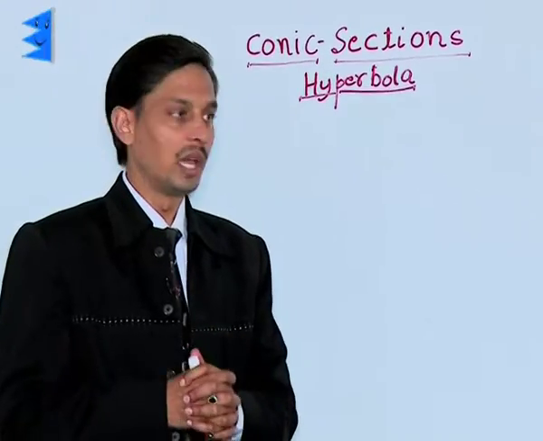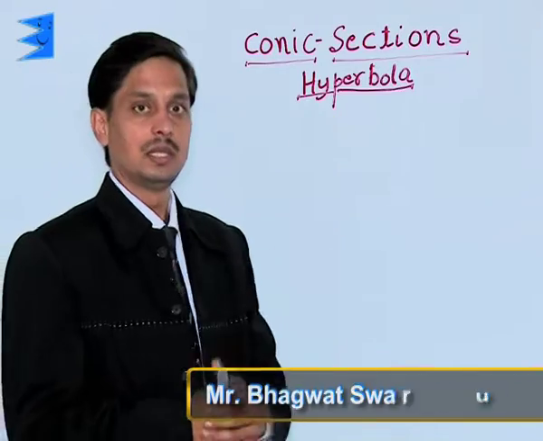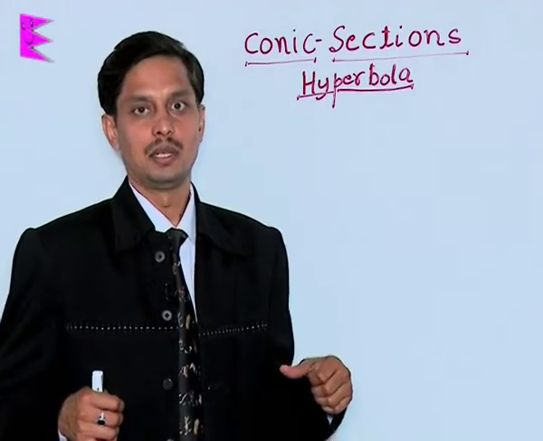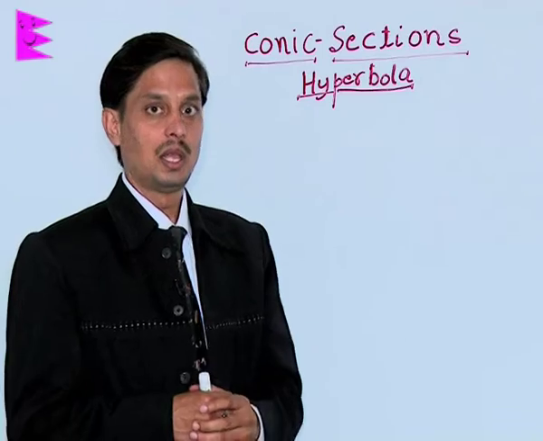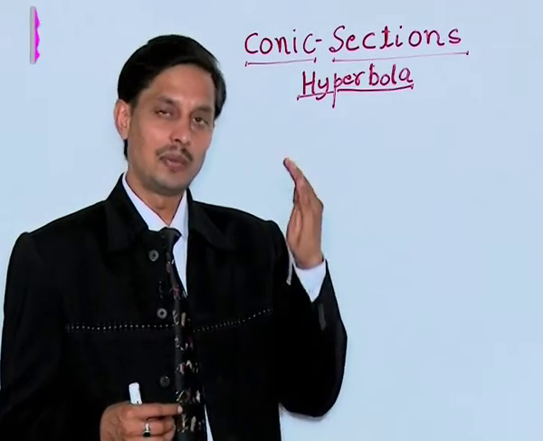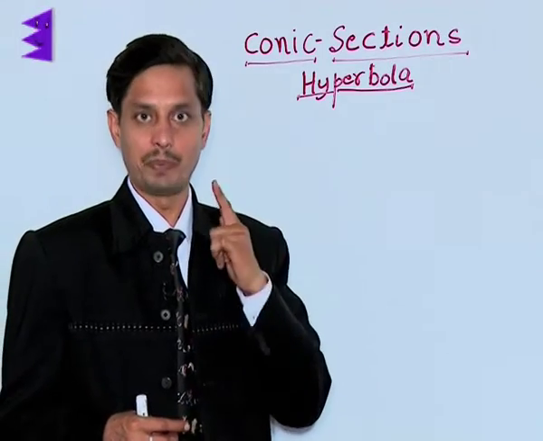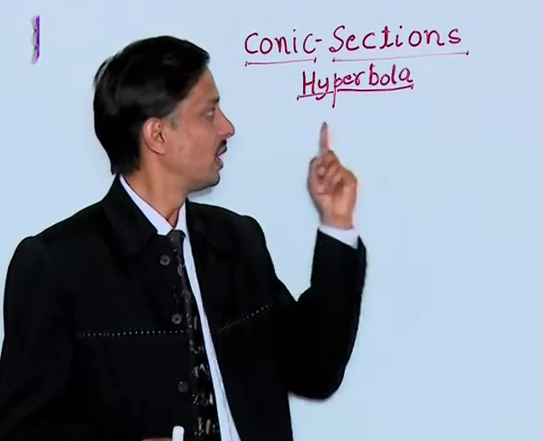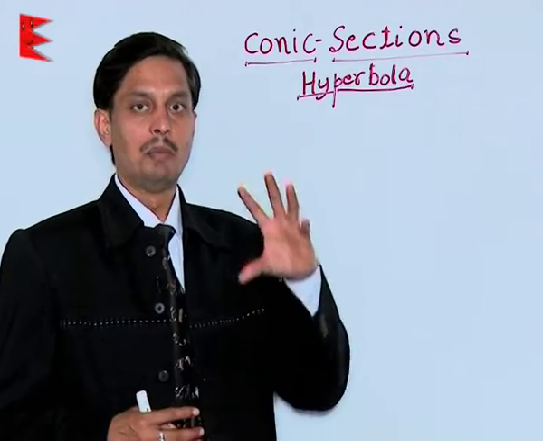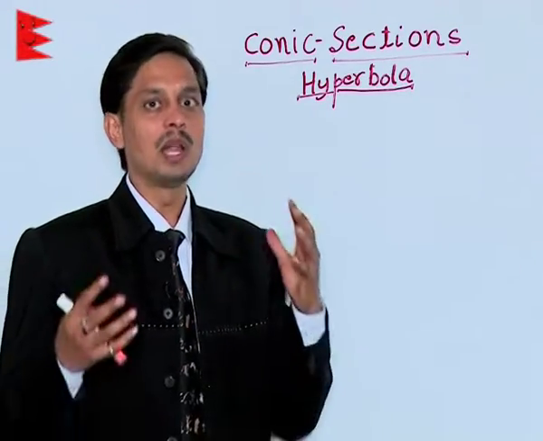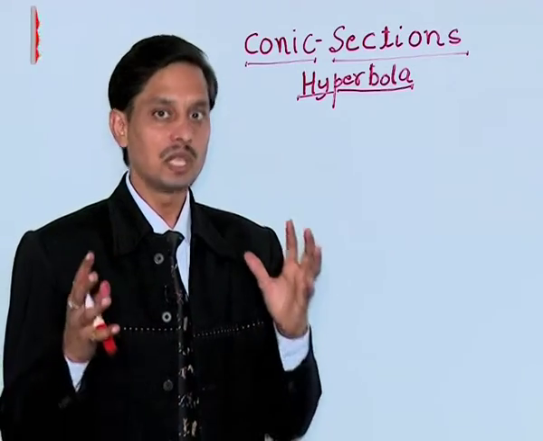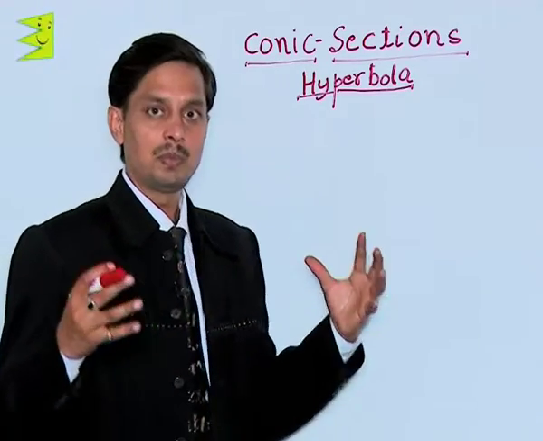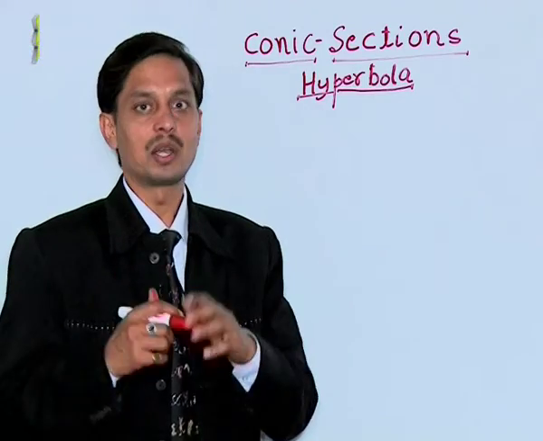Now I want to tell you about the last section of the conic sections, that is the hyperbola. If eccentricity is equal to one, it is a parabola; less than one, an ellipse; more than one, it is a hyperbola. Most terms of the hyperbola and ellipse are similar, but there are two types of hyperbolas.